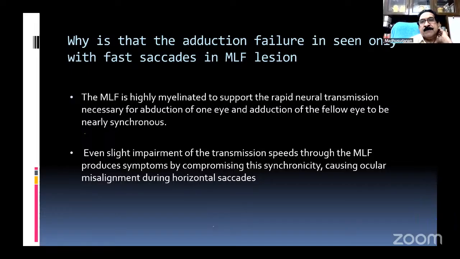That's correct. In INO, the convergence is preserved because that does not take the MLF pathway. Because the convergence center is in the midbrain, the eyes can converge. And convergence movements, whether convergence or divergence, are slow movements, not rapid movements. They are not saccades, they are slow movements. That is one reason. But the reason why it is spared is not that.